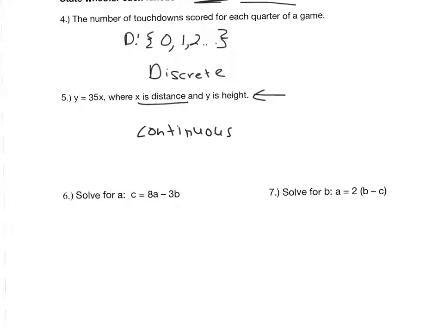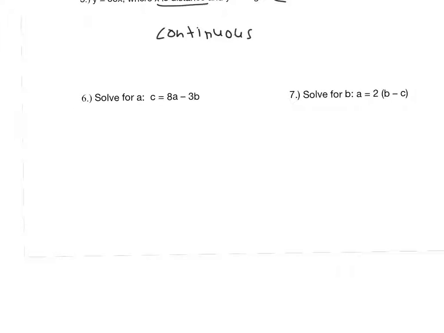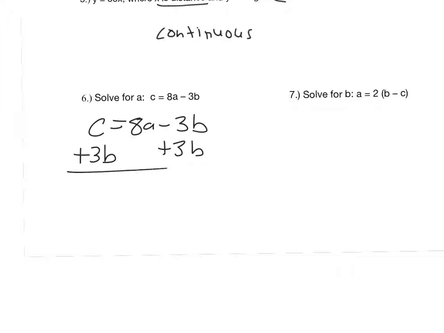All right, and the last 2 problems are literal equations. So solve for A. We have C equals 8A minus 3B. Solve them for A. So same laws of equality apply with literal equations, except for solving for a. We want to get a by itself. So first thing I want to get rid of is this minus 3b. How do I get rid of minus 3b? We add 3b. And whatever we do on one side, we have to do on the other side.